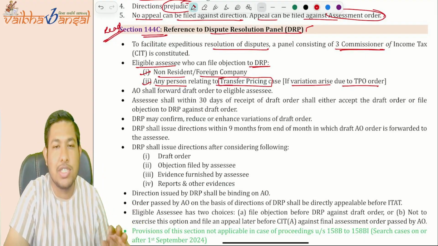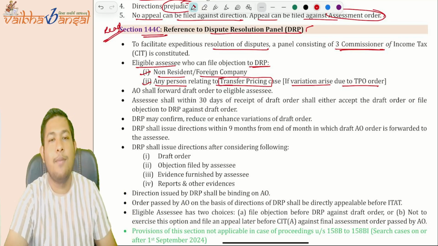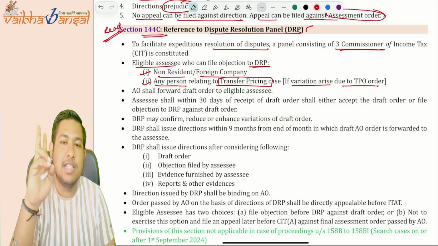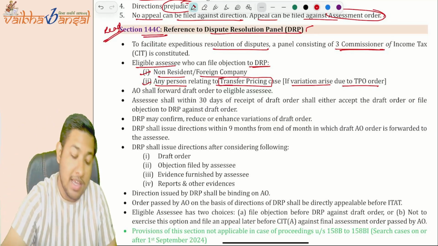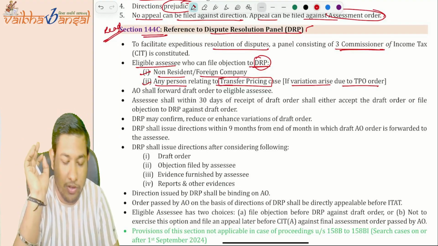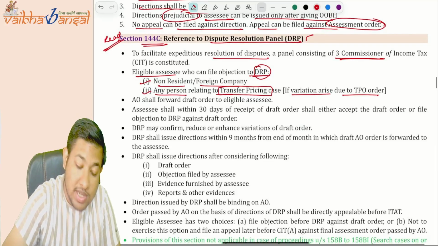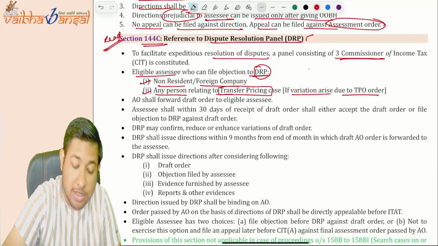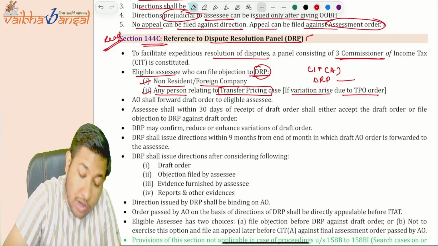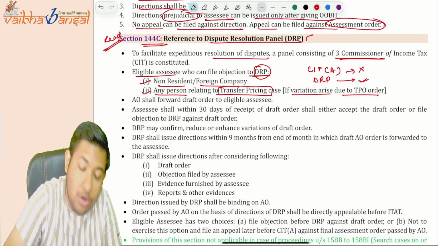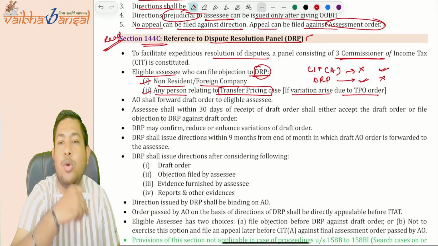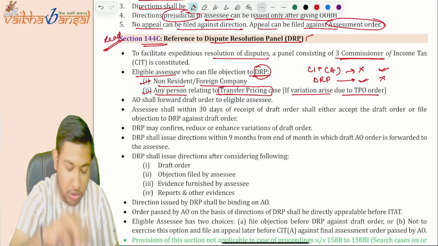What are the variations we will see in the transfer pricing? The non-resident or the foreign company, in case of transfer pricing, can ask for the DRP to go. See, there are two ways. Either you can challenge the particular assessment order in CIT appeals or DRP. If you are going to the DRP, then you cannot go to the CIT appeals. If you are going to the CIT appeals, you cannot go to the DRP. Understood or not? Yes.